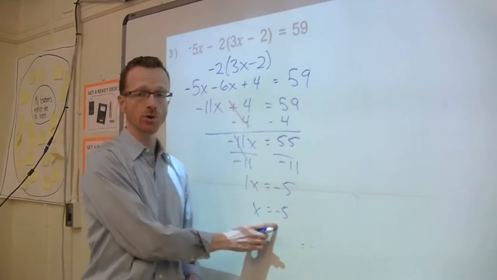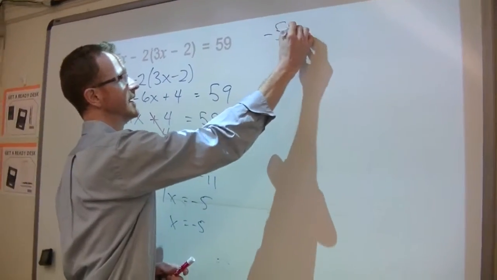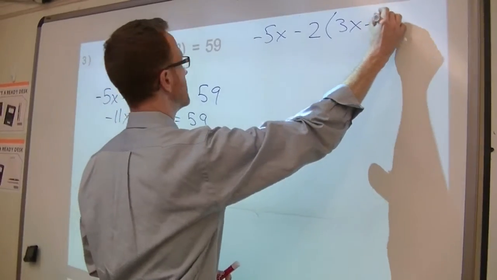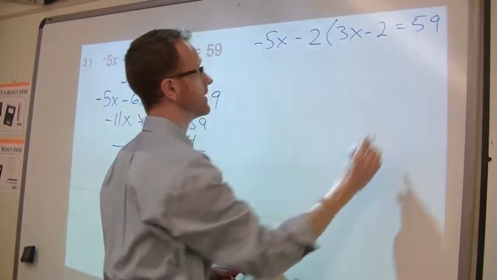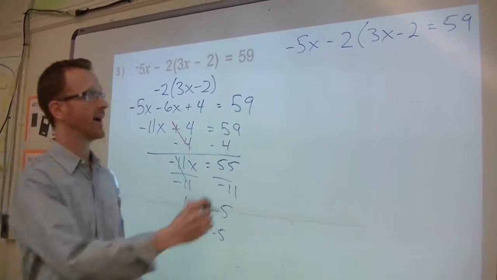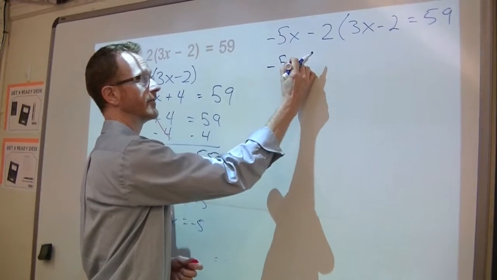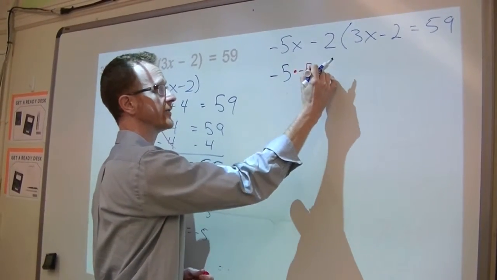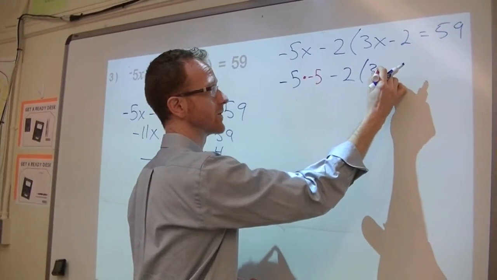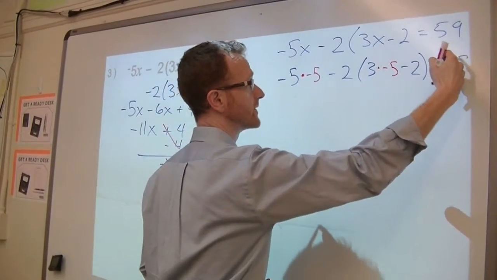The only way we're sure that x equals negative 5 is if we substitute it into that original equation. And I'm going to write the original equation right here. And everywhere I see an x, I'm going to put my negative 5. So I'll write down the exact same thing. And I know that this is negative 5 times x, so it's now negative 5 times negative 5 minus 2 times x, so 3 times negative 5 minus 2 equals 59.